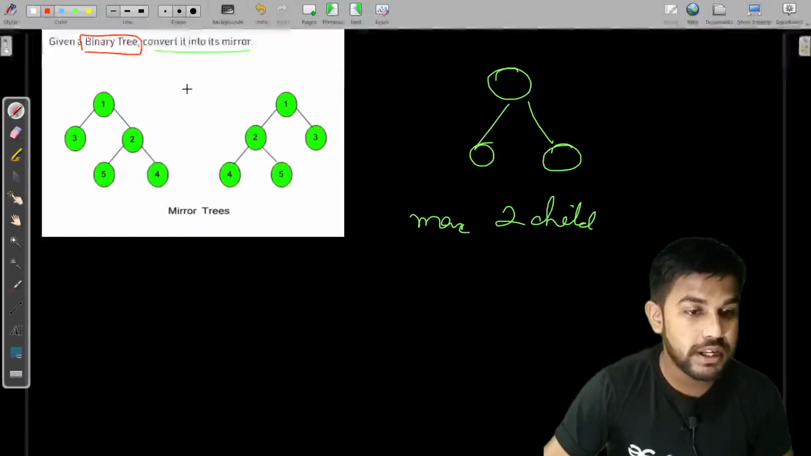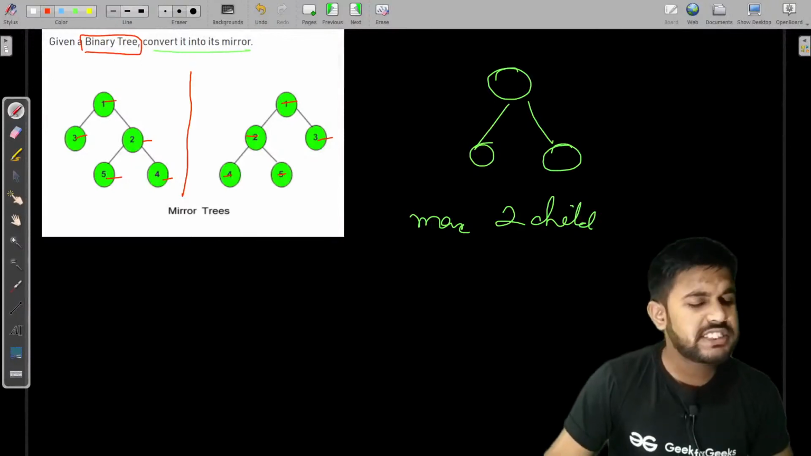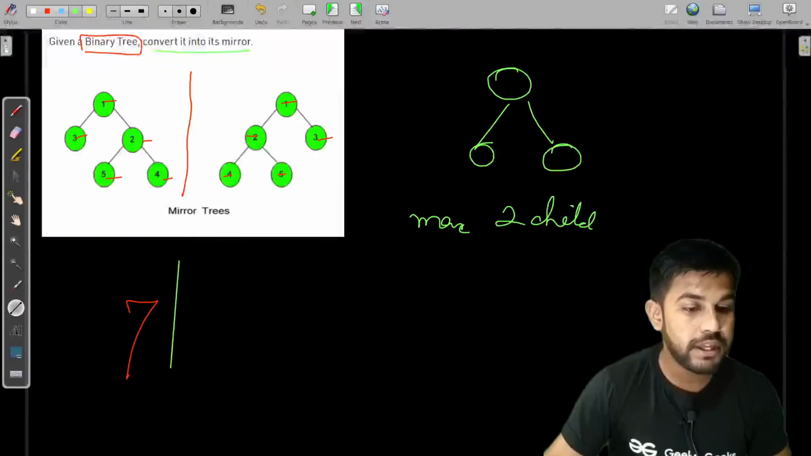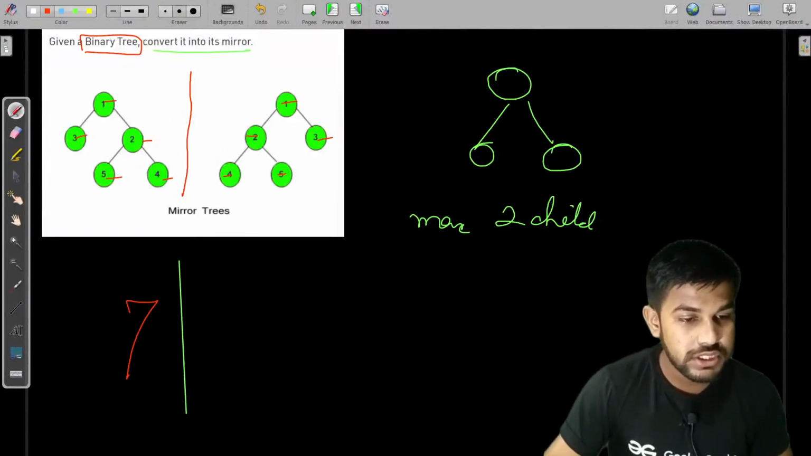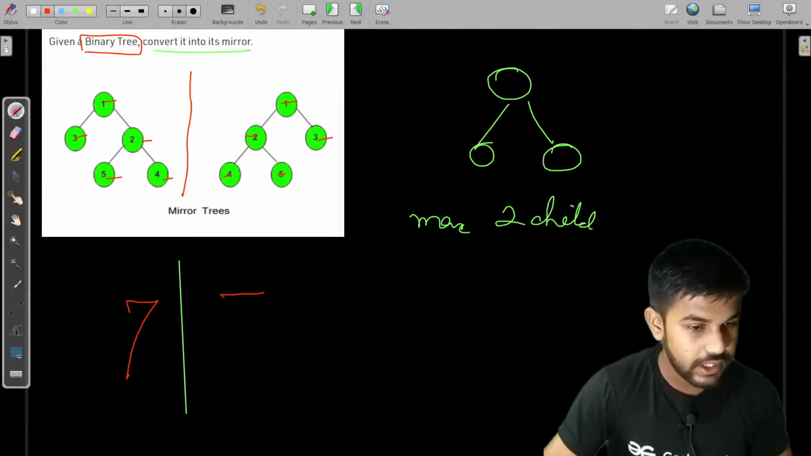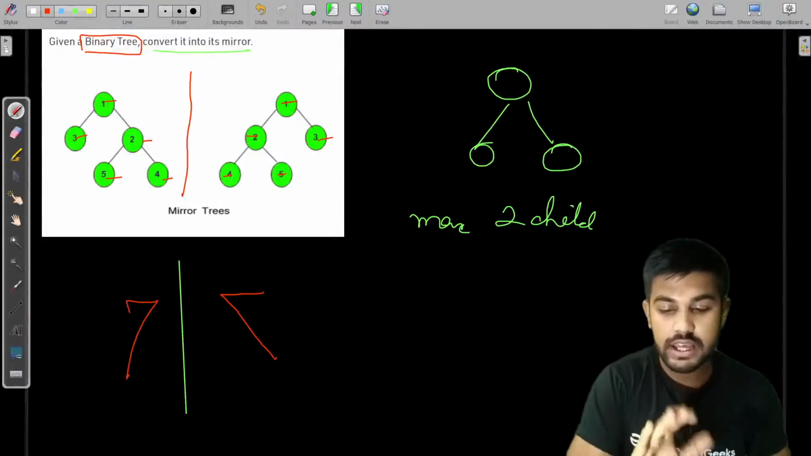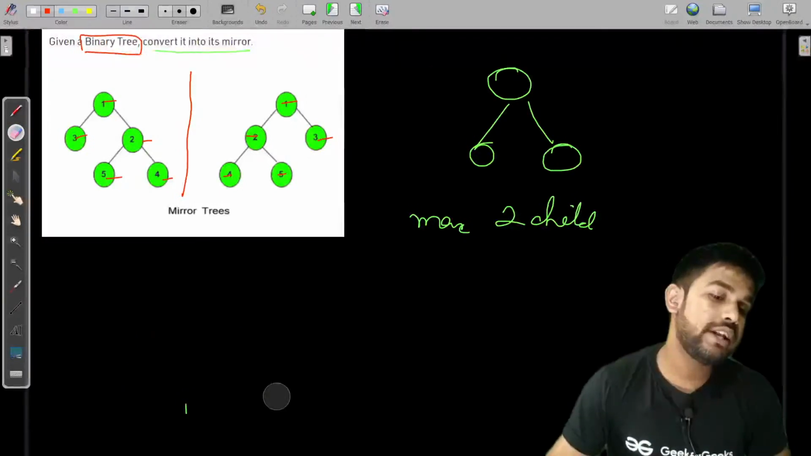Suppose there is a mirror kept at this position. Okay, so this would come here, this would come here, this would come here, and this would come here. So it's just like a 7 is written and we have a mirror in between. We have just this thing, and the mirror image of it, and we need to find the mirror tree. So basically we need to just find the mirror tree.